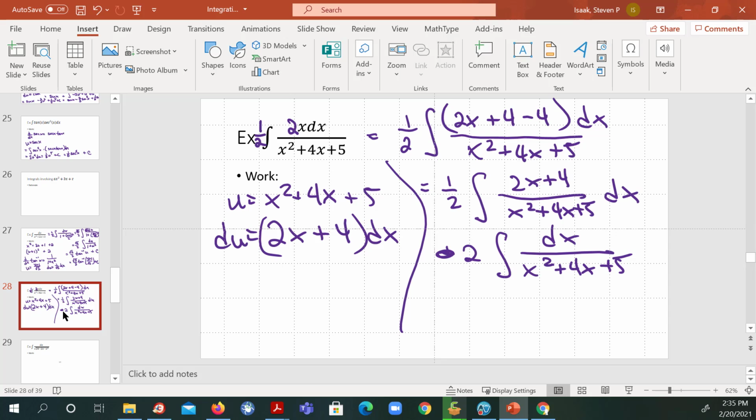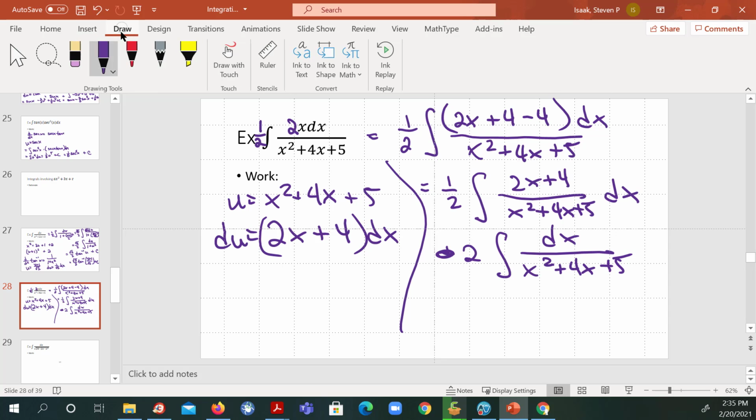Okay. Oh, this is a mess. This is just a hot mess. So let me just do this though. Now look here. Here is du. So this is the natural log of the absolute value, with the 1/2 in front, of x squared plus 4x plus 5.